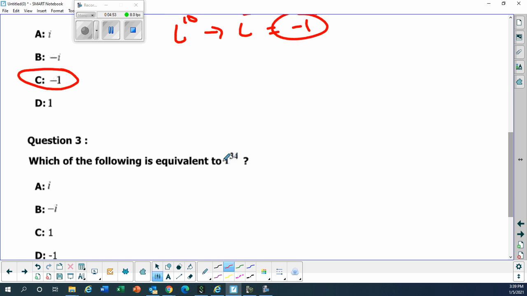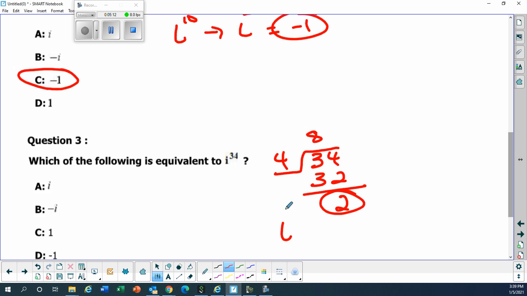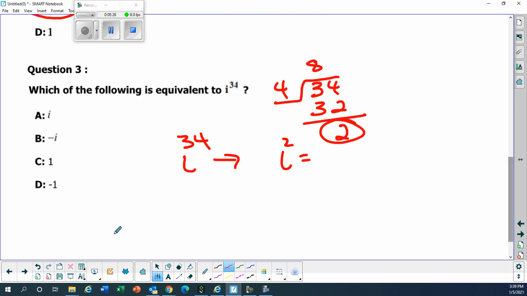Then the next one is i to the power of 34. So the same thing. Take 34 divided by 4. 4 goes into 34 8 times. 8 times 4 is 32. 34 minus 32 is 2, right? So this is i squared. So i to the 34 would have the same value as i squared. What did we say i squared has? We just did it here, right? i squared has negative 1.